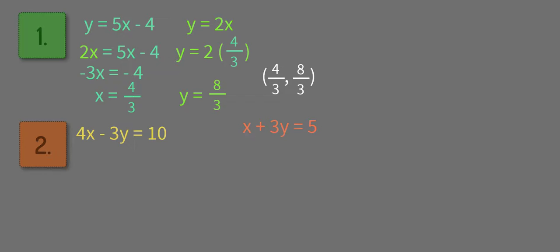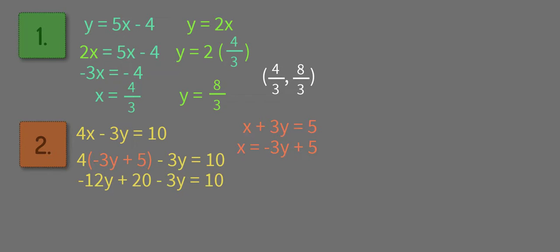We'll go ahead and solve for x in the second equation. x equals, subtract 3y from both sides, you get negative 3y plus 5. And then we'll substitute that into our first equation. So 4 times (negative 3y plus 5) minus 3y equals 10. Negative 12y plus 20 minus 3y equals 10.